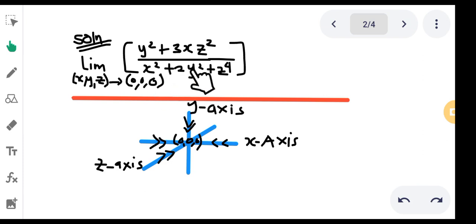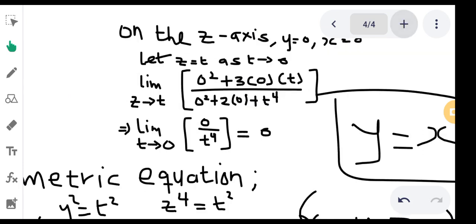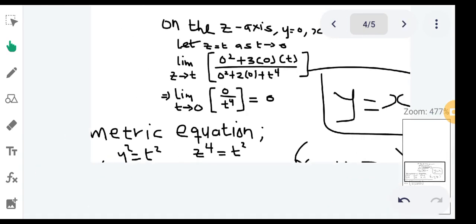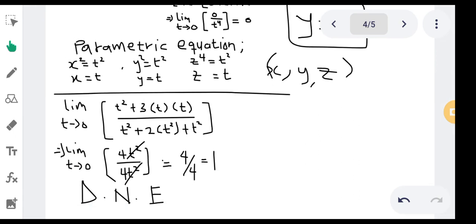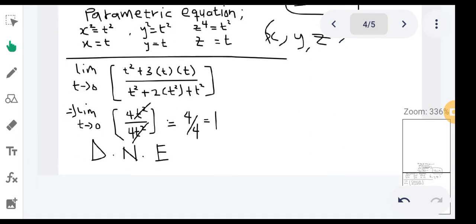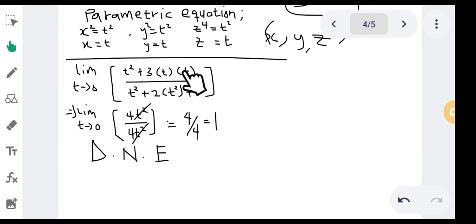Just substitute all the values here by t exponent 2, and by doing that we will see that all the exponents are the same. So I'm just making a substitution. We are going to get t square plus 3 multiplying t times t all over t square plus 2t square plus t square. When you add the numerator, you are going to get 4t square all over 4t square, which is 4 over 4, and you are going to get 1.